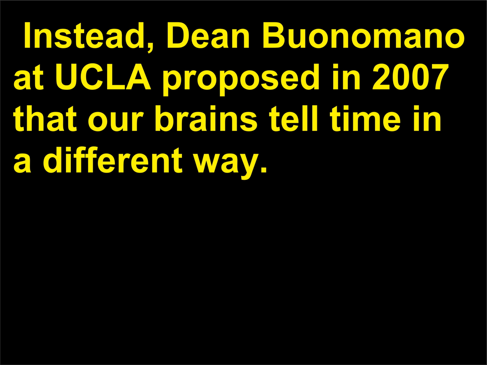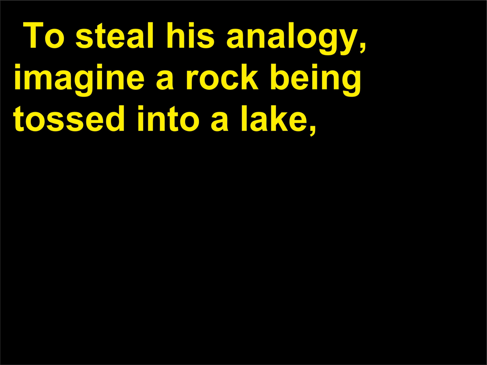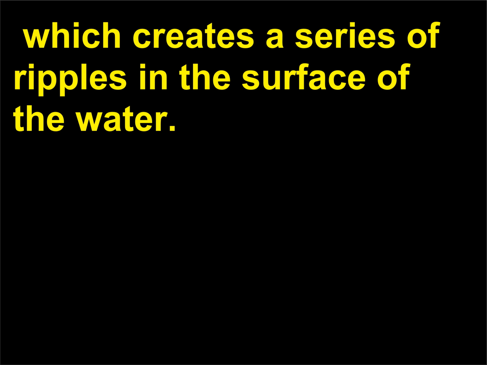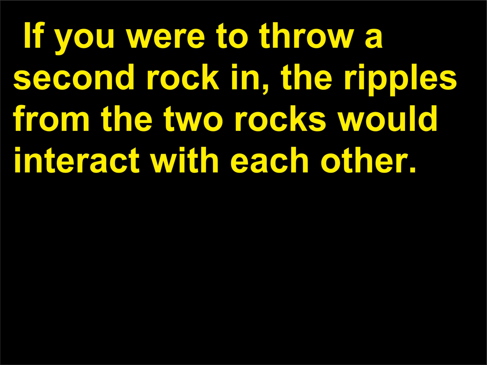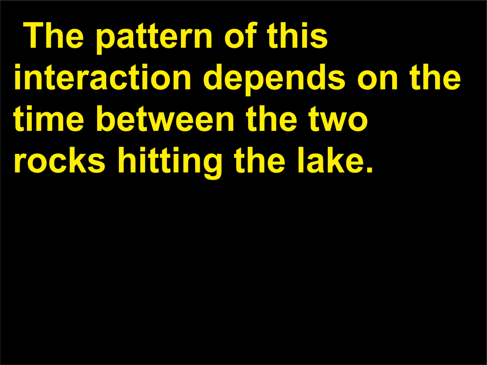Instead, Dean Buonomano at UCLA proposed in 2007 that our brains tell time in a different way. To steal his analogy, imagine a rock being tossed into a lake, which creates a series of ripples in the surface of the water. If you were to throw a second rock in, the ripples from the two rocks would interact with each other. The pattern of this interaction depends on the time between the two rocks hitting the lake.